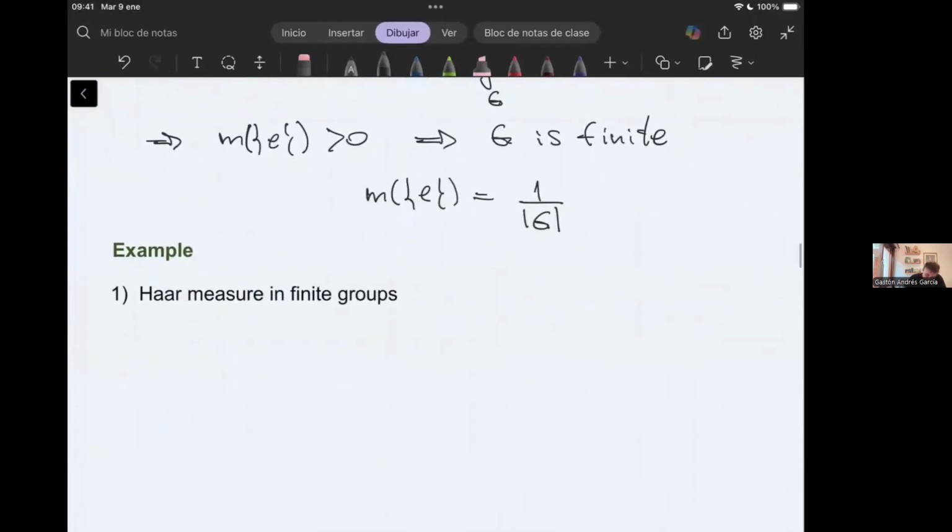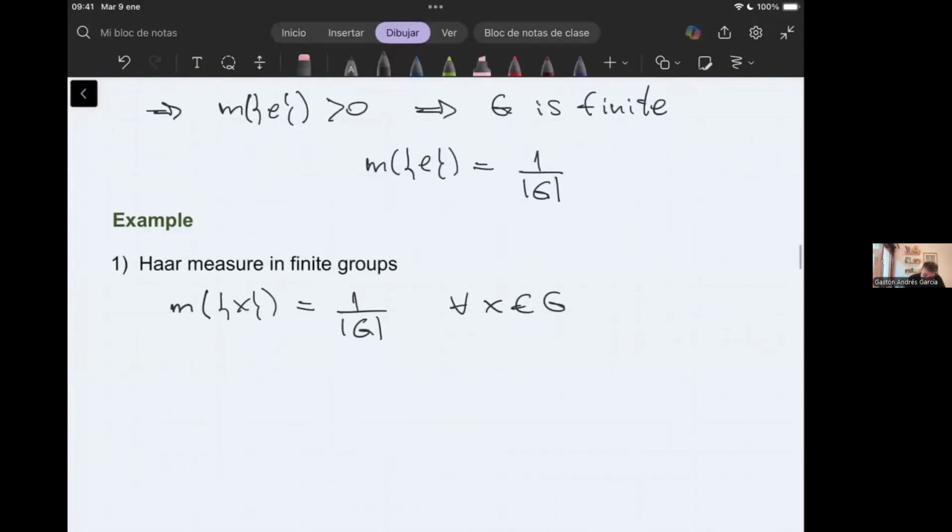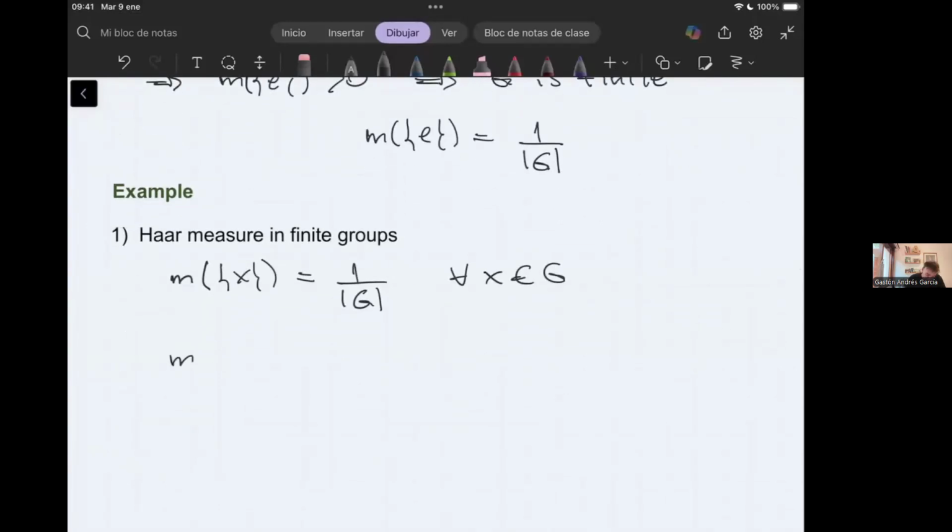So again, if we have a finite group, the measure of any point is the same, and it is this one for any x in G. And what is the measure of any function? The measure of any function is given by the integral, but actually the integral transforms now into a finite sum because we have the discrete topology. It's defined over the elements x in G of f evaluated at x.